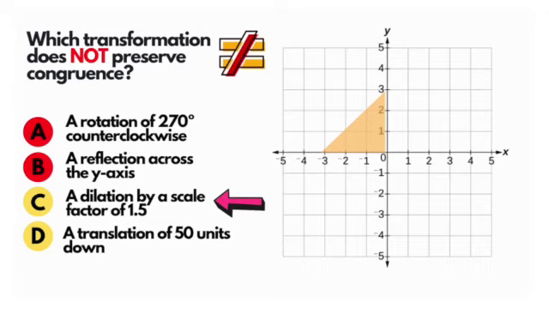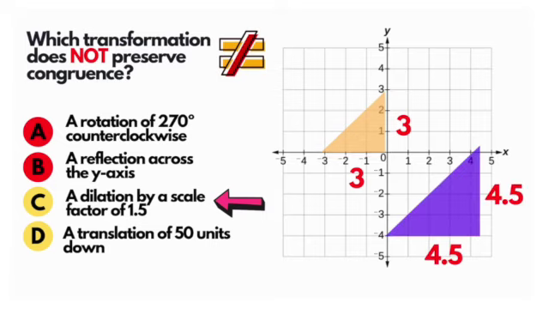C, dilation. Dilation by a scale factor of 1.5. Let's take a look at how we can dilate this shape. When we look at this shape, it's a 3 by 3. So we're going to dilate it by 1.5 its size. 1.5 times 3 is 3, and a half of 3 is 1.5, so it will be 4.5. So we have a 4.5 by 4.5, because we have to do it on both dimensions of this shape.